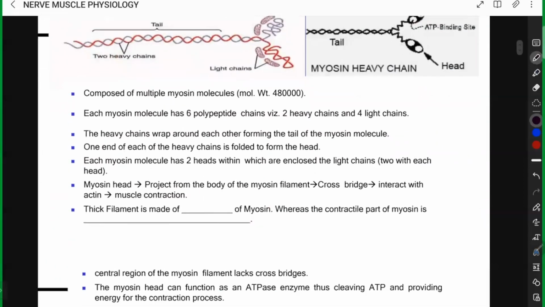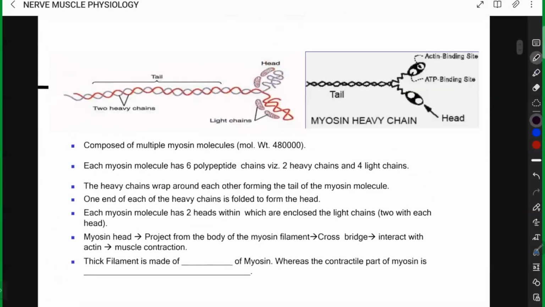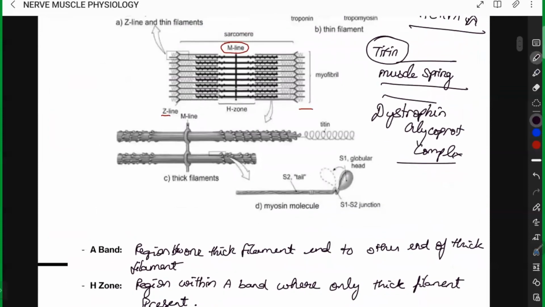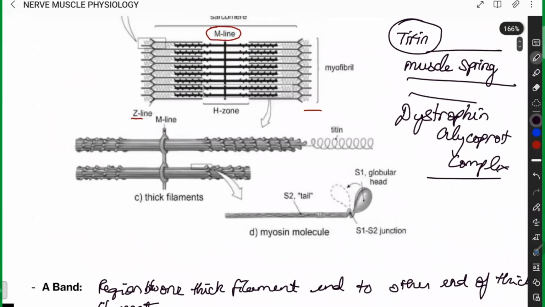Now coming back towards this. There is going to be a thick chain, a myosin like this. So you have a thick filament, and you have an edge zone. From the edge zone, I'm just removing the thick filament. So this is going to be your thick filament, and this is going to be your M line. You know titin. What is the role of titin? It connects the M line to the Z line. Can you see here? This is your titin.